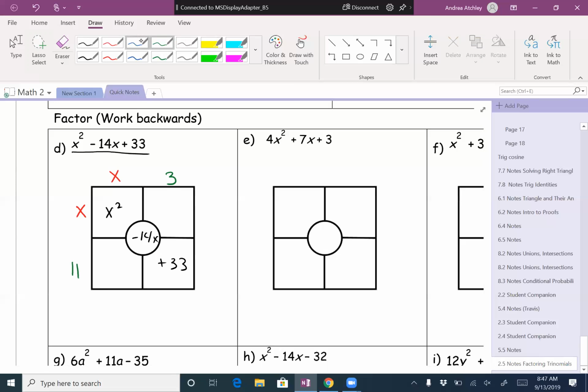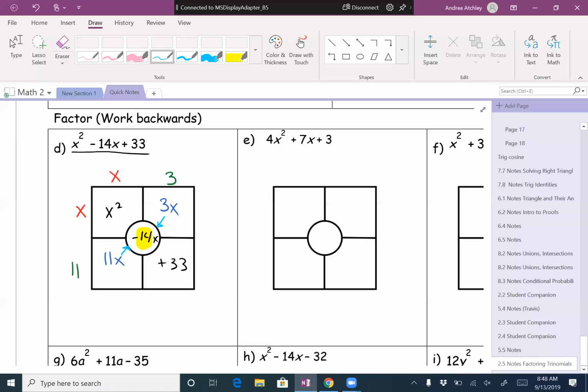Okay. So then you check. This is guessing and checking. You check to see if this is right. To check, you need to see if that middle term is actually correct. So we're looking at that middle term now. If this is 3 and this is x, then in this box we should have 3x. If this is x and this is 11, then in this box the area should be 11x. If we remember, these two terms should equal this. Right now it doesn't equal negative 14.